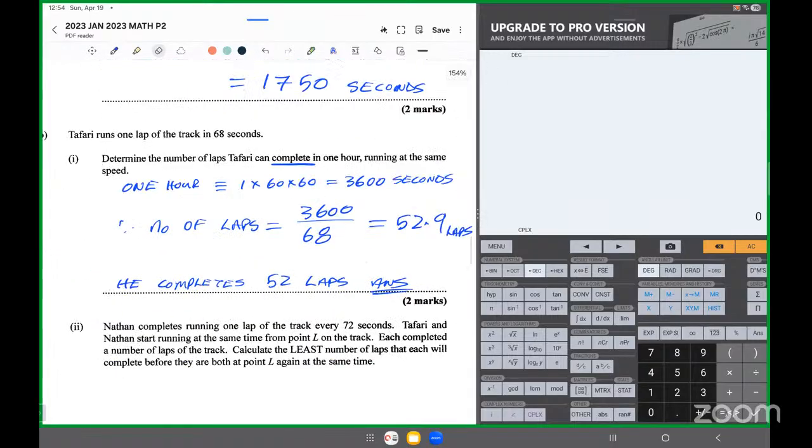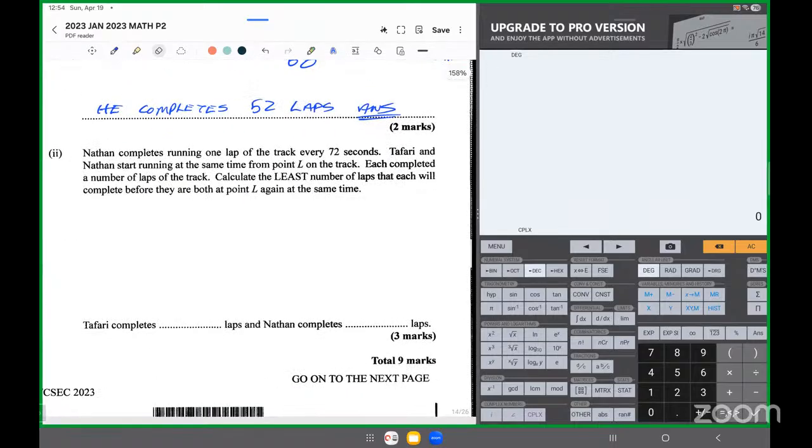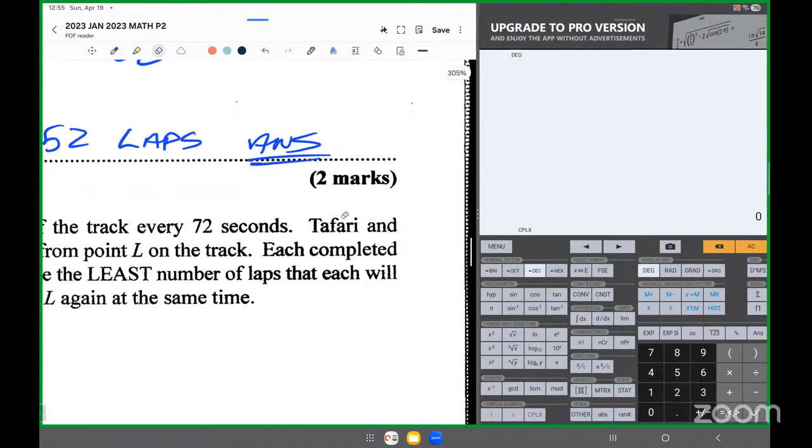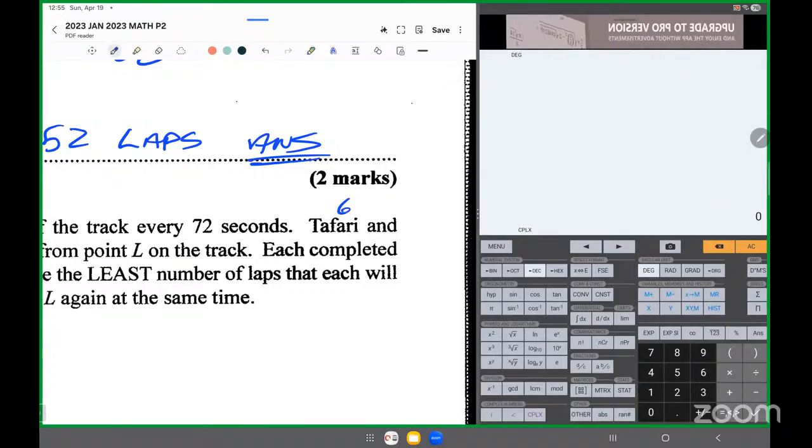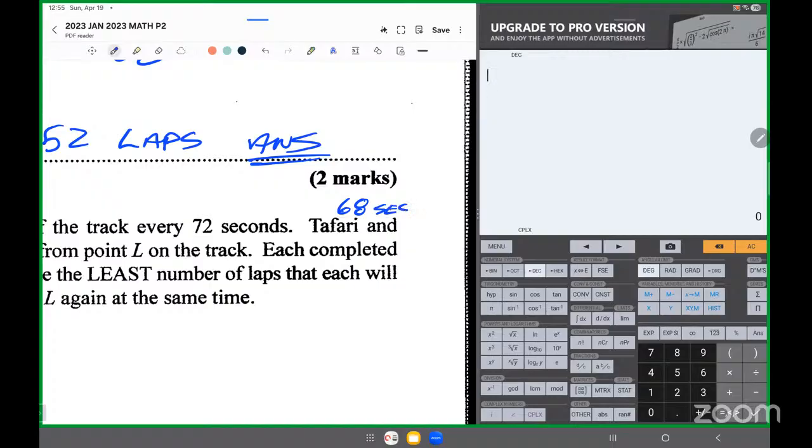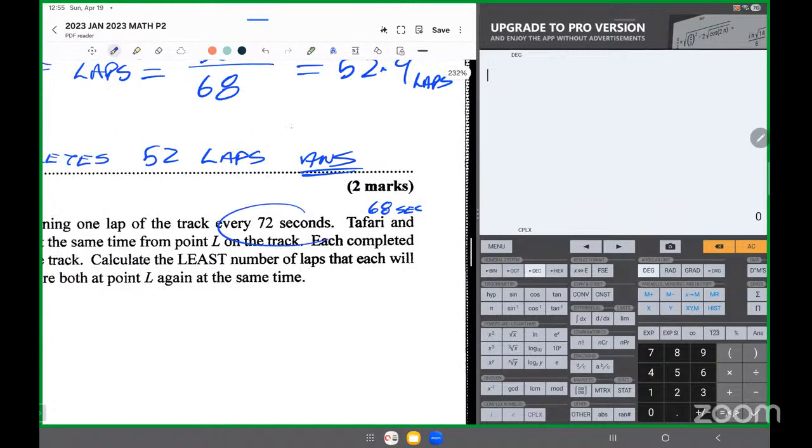All right? Next question says, Nathan completes running one lap of the track in 72 seconds. Tafari and Nathan start running at the same time from a point L on the track. Each completes a number of laps on the track. So remember, Tafari is going at 68 seconds. So there's a 4 second difference between them. Nathan is going 4 seconds slower than Tafari.